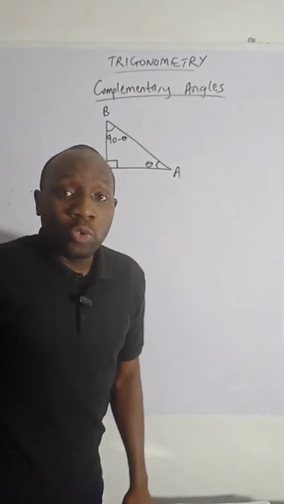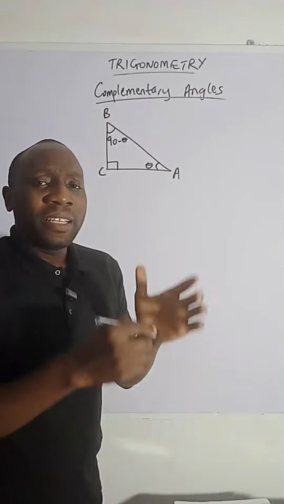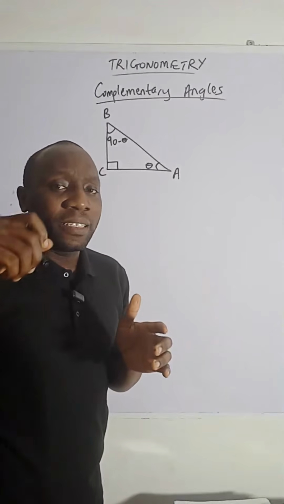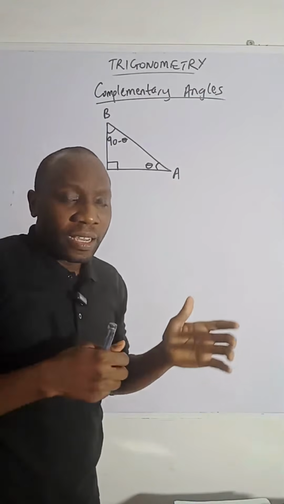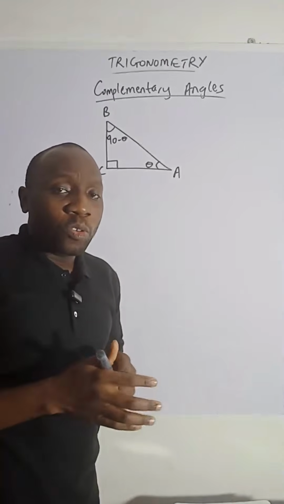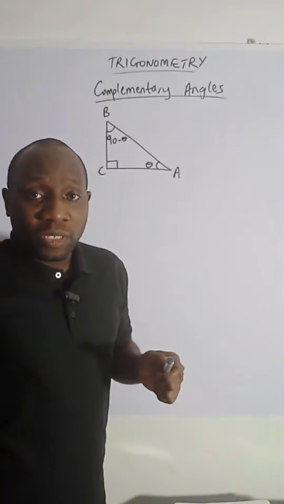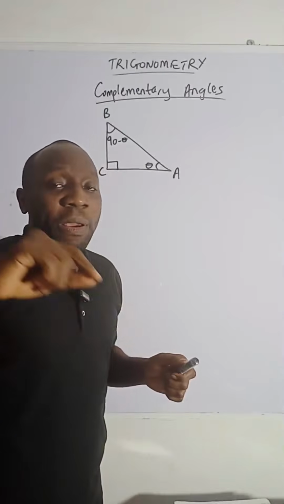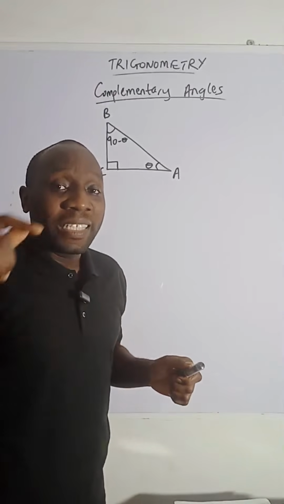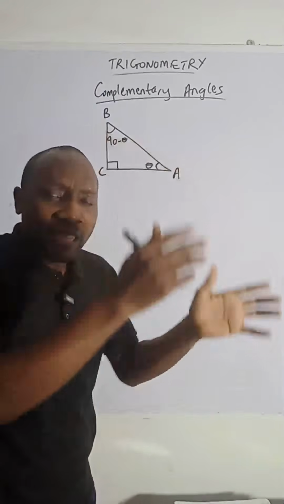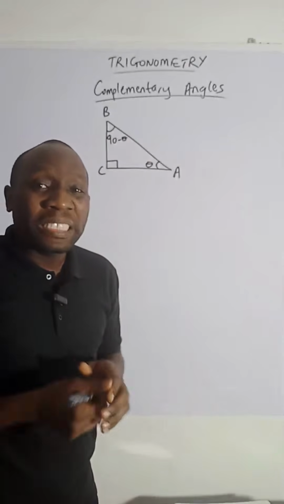So what we want to do now is compare sine theta, cos theta, and tan theta, and also sine 90 minus theta, cos 90 minus theta, and tan 90 minus theta. We want to see how they are related, what combines all of them together.